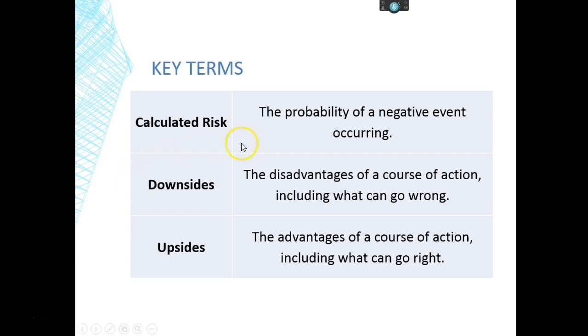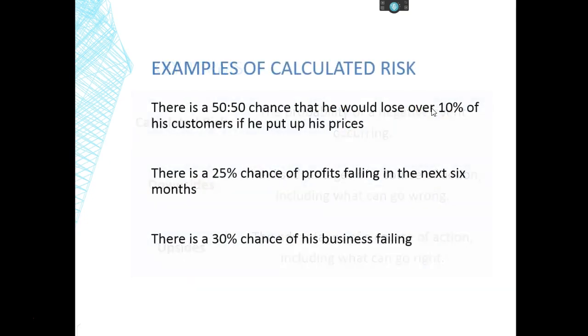So the two key words that we're trying to get out here: probability, negative event. So let's crack on and look at that. There is a 50-50 chance probability that he would lose over 10% of his customers. So probability, 50-50 chance, lose his customers, negative event, definitely a calculated risk. 25% chance, probability because it's a percentage, profits falling, negative event, therefore it's a calculated risk. 30% chance, it's a probability of his business failing, negative event.